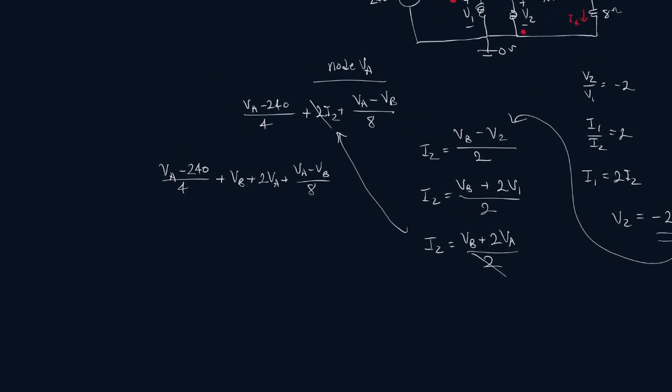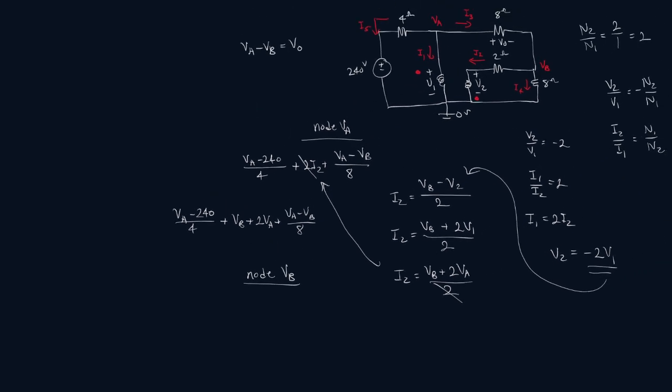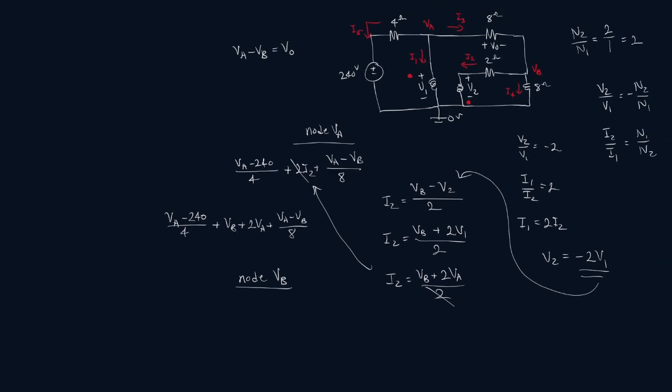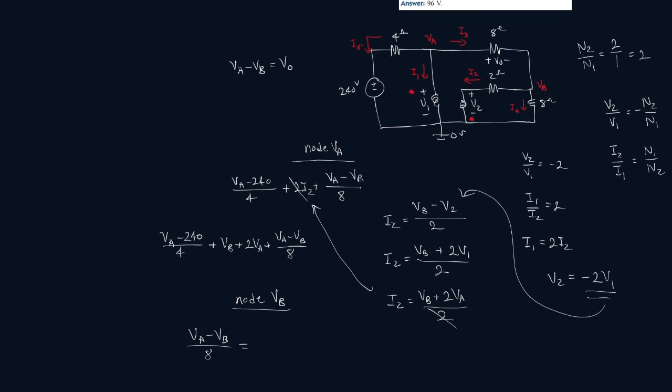Now let's do node VB. So it's going to be VA minus VB all over 8. And that's leaving. Then what else? Okay, so then we have, hold on, I'm getting myself confused right now. Sorry.